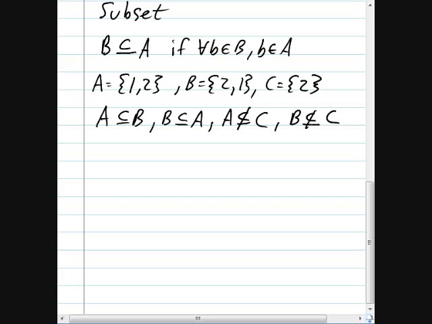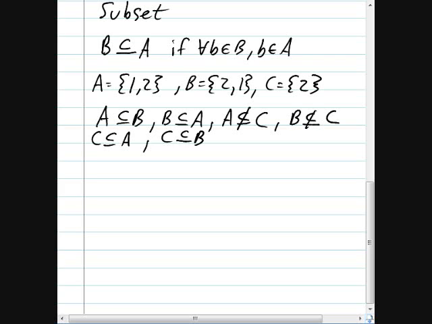Now we can test C. Is C a subset of A? Well, C contains the element 2, which can be found in A, so C is a subset of A. And let's check C with B. Every element in C can be found in B, so C is a subset of B.